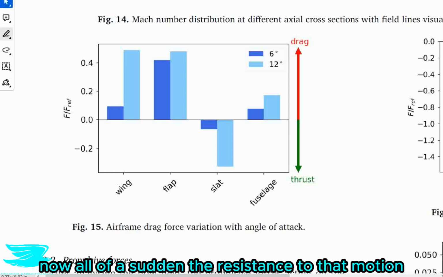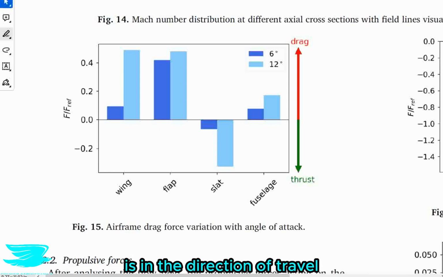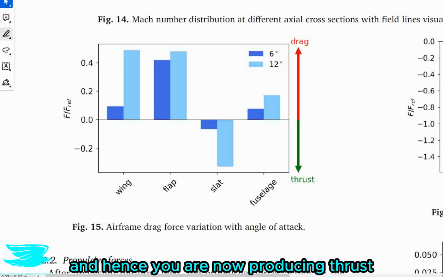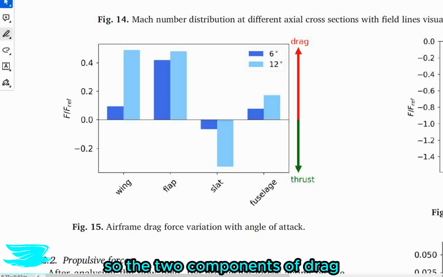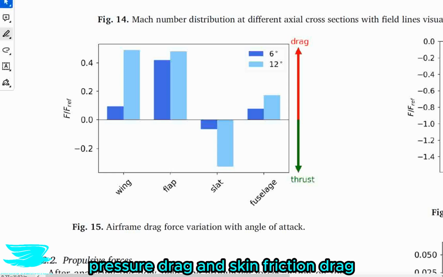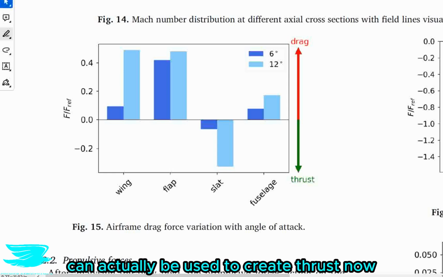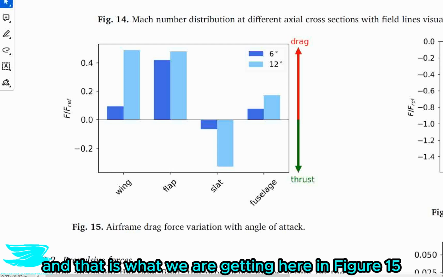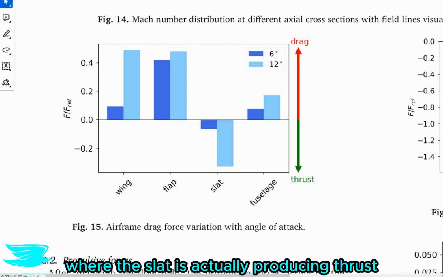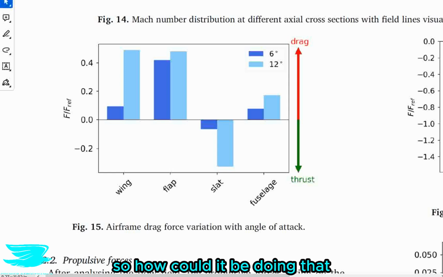Now all of a sudden, the resistance to that motion is in the direction of travel, and hence you are now producing thrust. So the two components of drag, pressure drag and friction drag, don't always have to be drag, but the mechanisms used to create these components of drag can actually be used to create thrust. And that is what we are getting here in figure 15, where the slat is actually producing thrust. So how could it be doing that?